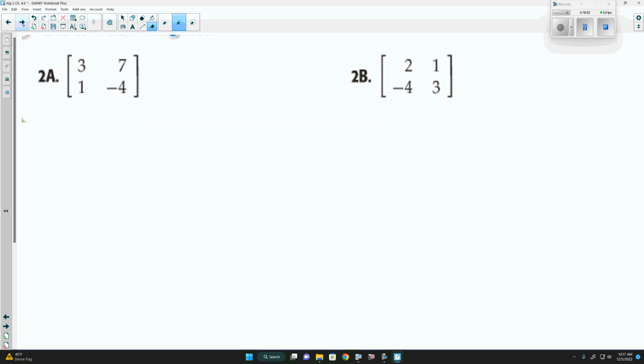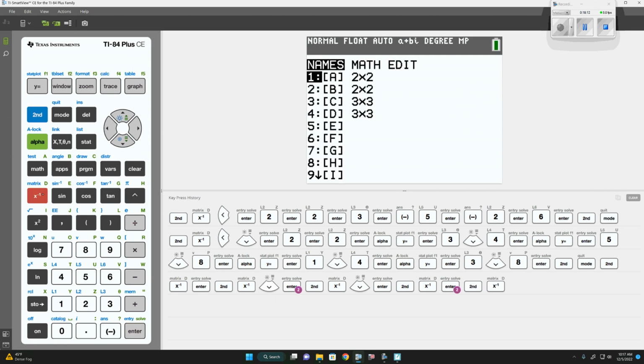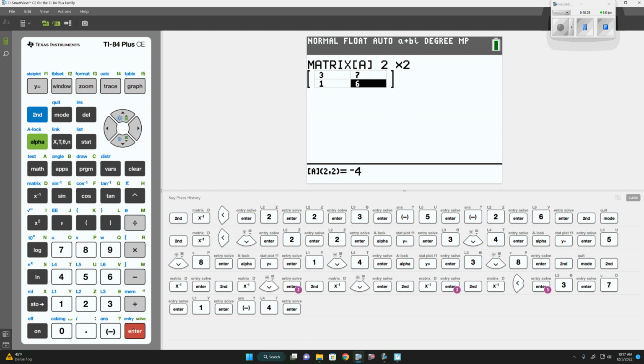And as I have a feeling, you're probably wondering how to type this in a calculator, and you can. First thing we'll need to do is pull up matrix A, 2 by 2, and we'll type it in. So for this one here, 3, 7, 1, negative 4. So we'll put the matrix in.